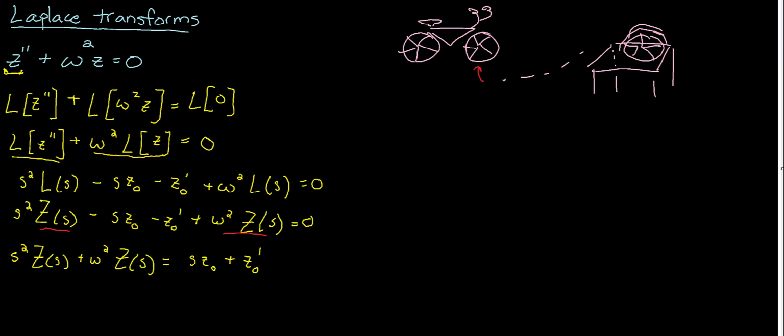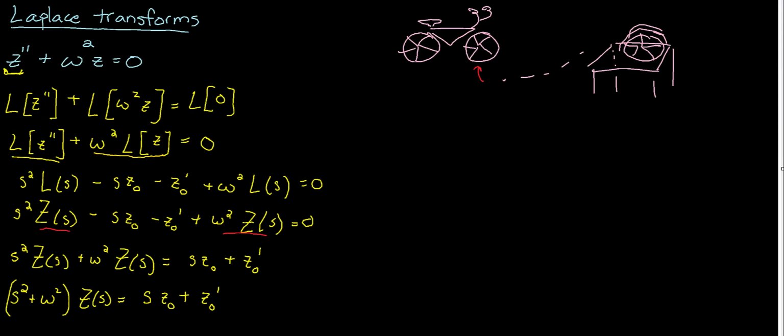Next, I'm going to pull out a common factor. I've got a common factor of capital Z of s, so I'm going to pull that out, and I've got s squared plus omega squared times capital Z of s on the left. And on the right-hand side, I still have z naught times s plus z naught prime. In other words, the first derivative evaluated at the initial condition there at time equals 0.